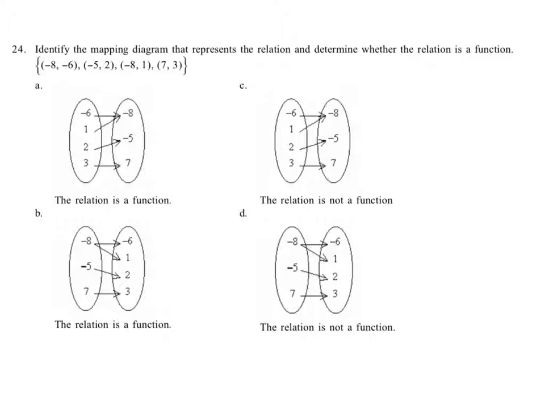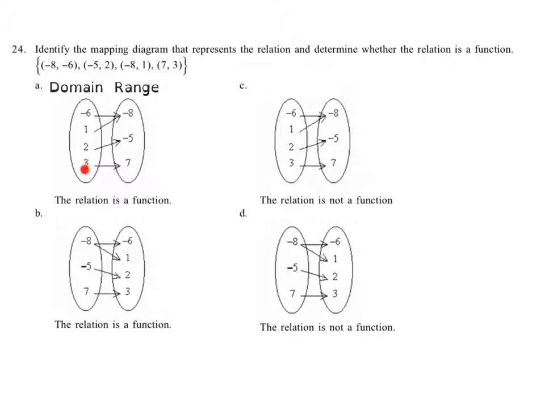Okay, identify the mapping diagram that represents the relation and determine whether the relation is a function. So, as before, I'll try and type it out again the way that I did before, because that kind of worked out nicely. We've got domain and range is what we really should be getting for these ovals. For the first oval, we should put what the domain is. For the second oval, we should put the range. Now let's just check and see if this first one does that.